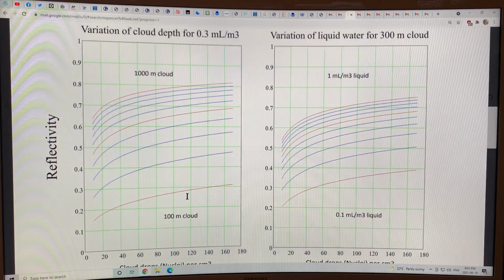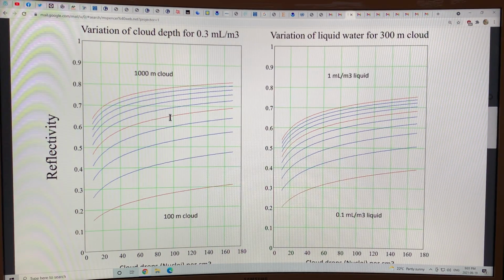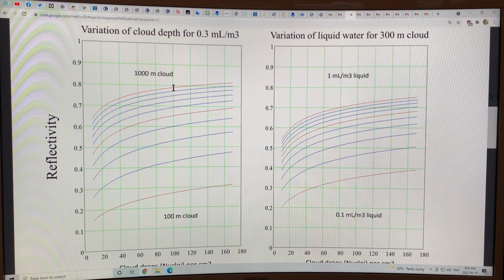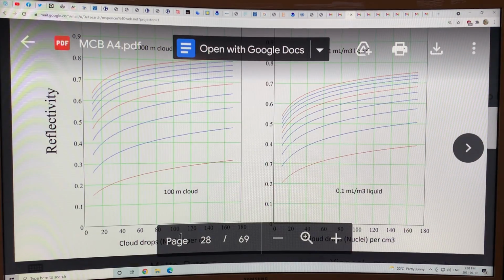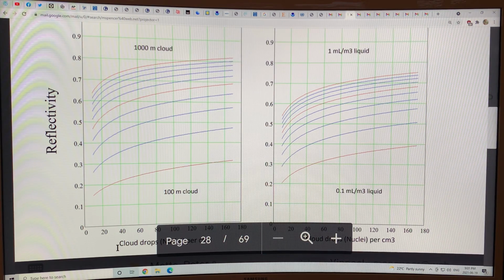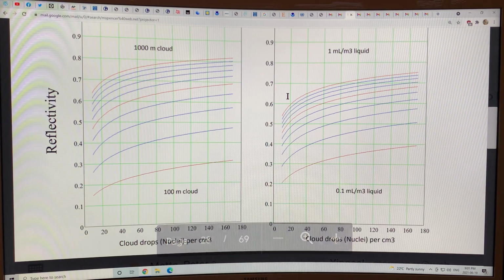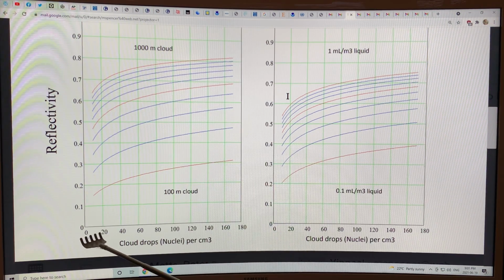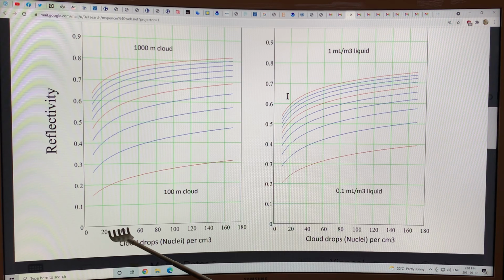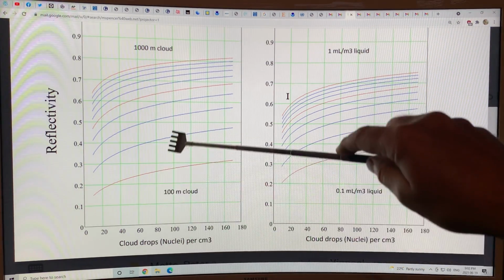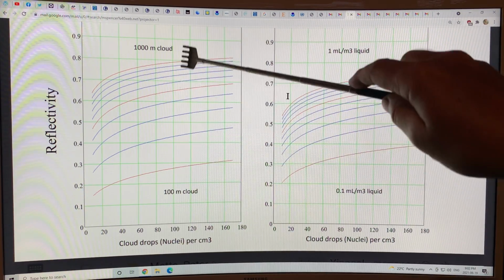If we have a 100 meter thick cloud, 200 meters, 300, and so on up to a kilometer thick cloud, this is the reflectivity of the cloud for a certain number of particles. This is the number of nuclei per cubic centimeter. Over the ocean, we're often very low, maybe 10 or 20 nuclei per cubic centimeter, and they're all different diameters. But we want to generate our nuclei with our salt sprayers. And as the cloud thickness builds up, we get much higher reflectivity.